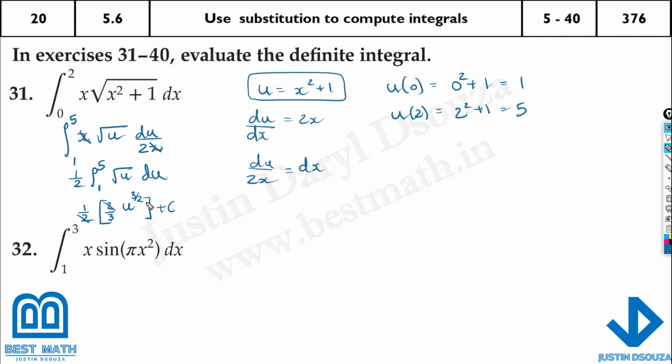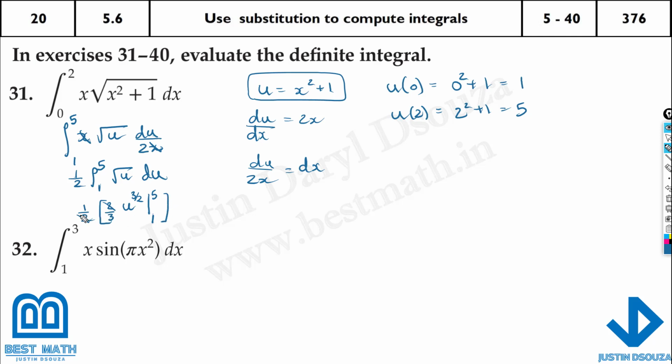These coefficients can be solved easily, but I forgot to write the limit here. Now the limit is very important. The limit for u, only the variable, is from 1 to 5. That is plus c over here outside. Now over here, instead of this plus c, I can avoid it. You do not need to write plus c. Why is that? Because the c and c cancels. I'll show you in a minute.